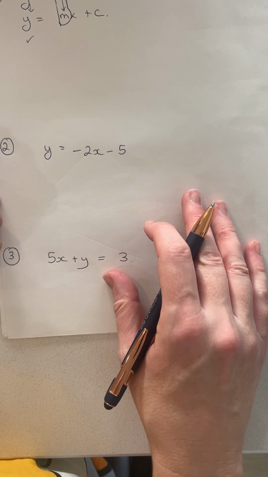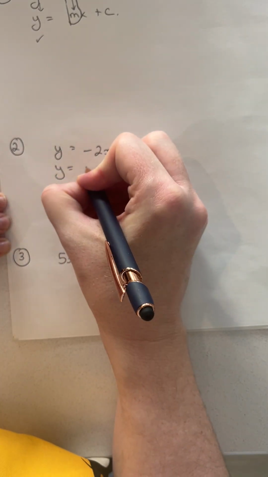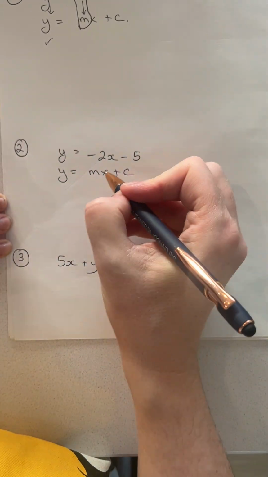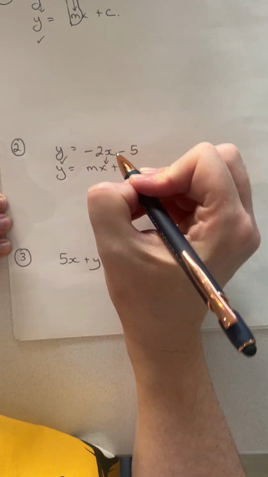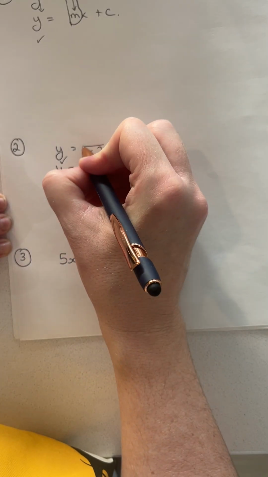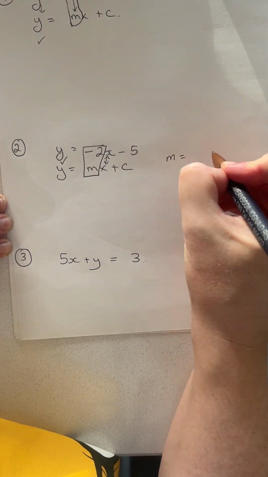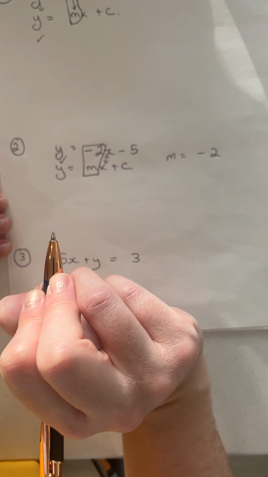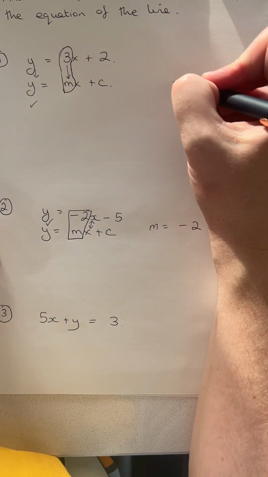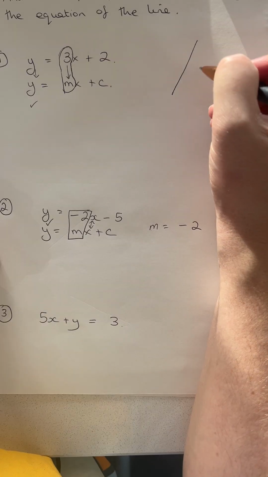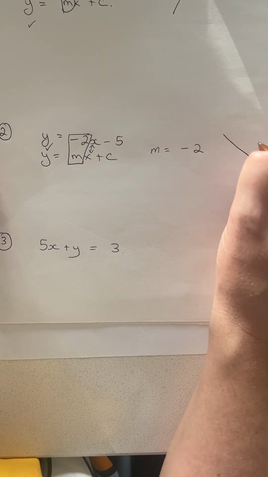The next one. Is the y completely on its own? Yes, it is. That means that whatever is attached to the x is the slope. So that has a slope of -2. And again, you could give some indication here, or just remind yourself, that's a plus slope, that would be a minus slope.